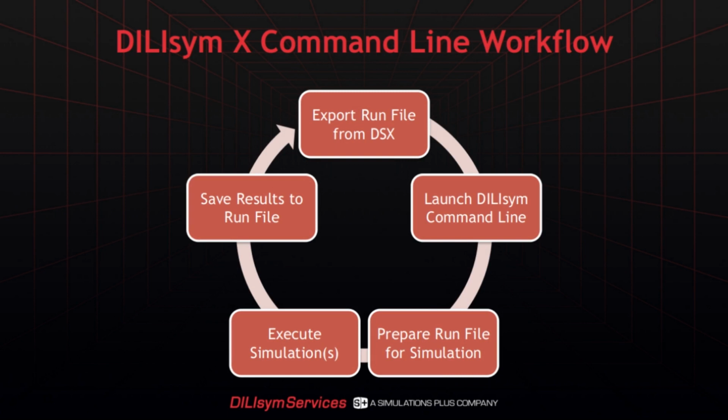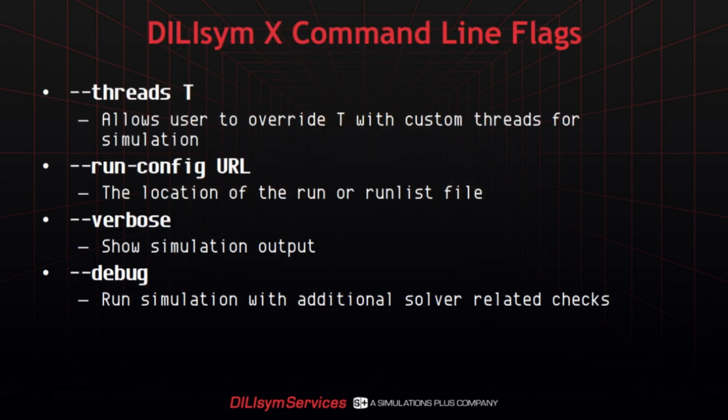The way this works in command line mode is, the first step, you export one of these file formats from the DSX GUI. And then you will launch the DILIsym command line, sending in the correct parameters that point to this run file or run list file. The simulation will read that file, determine what kind of simulation it needs to run. It will then execute the simulation or simulations, and then save the results back to the same run file. This is the default behavior of the current version of DSX.